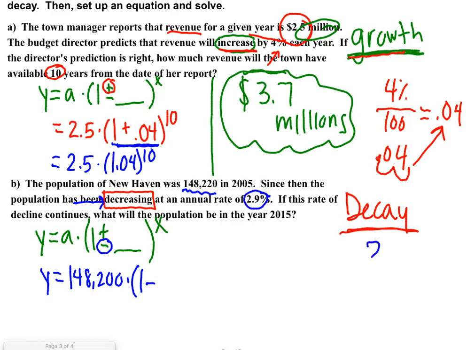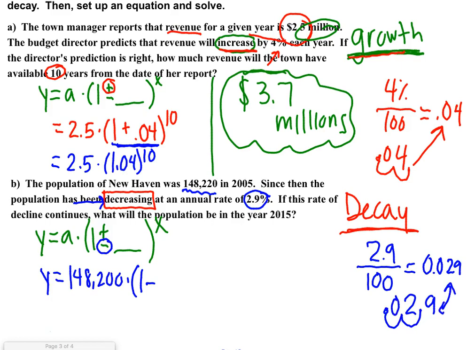2.9%. So again, you can take 2.9 divided by 100, and it will give you 0.029. Or if you don't like doing it that way, remember you can just take your decimal over two spots, 1, 2. Got the same answer. So 1 minus 0.029. And then after how many years? How many years is it from 2005 to 2015? 10 years. So again, let's simplify what's in our parentheses before we type it into our calculator.